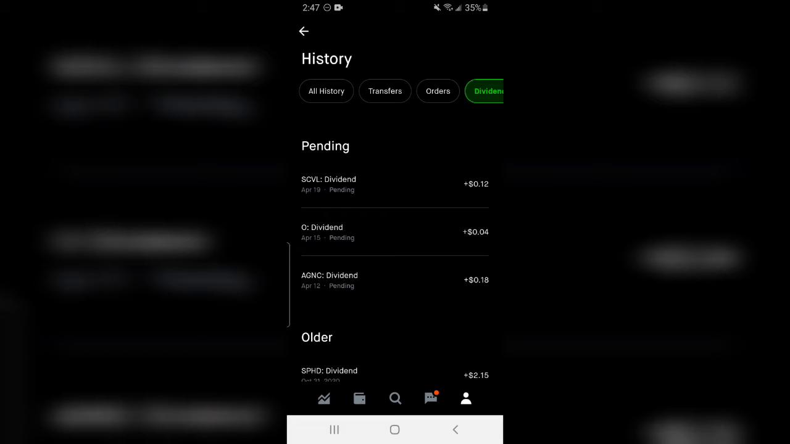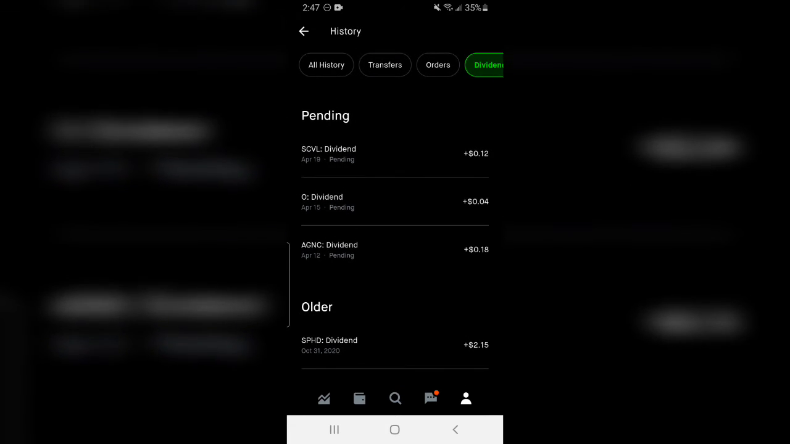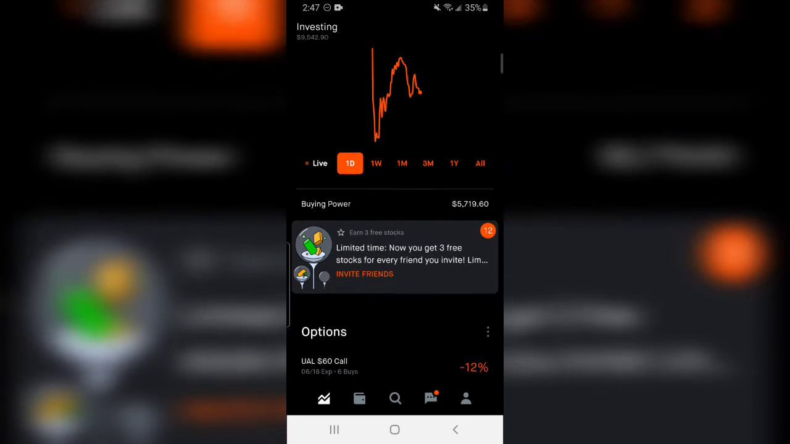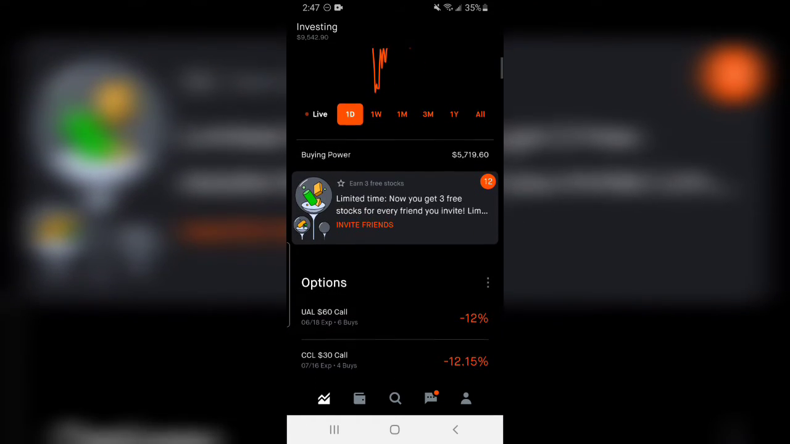But other than that, you won't make much off of dividends. Let's say if you had $1 million to invest, that'd probably be about $1,500 a month. But it's good for retirement and people like that. So over here we have the initial investing screen for Robinhood.